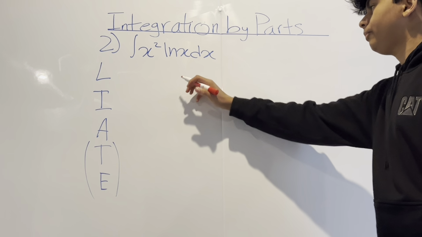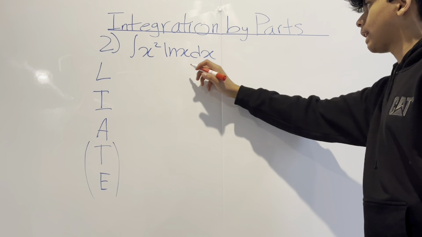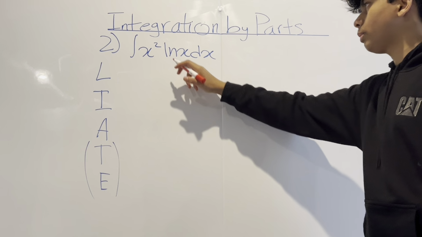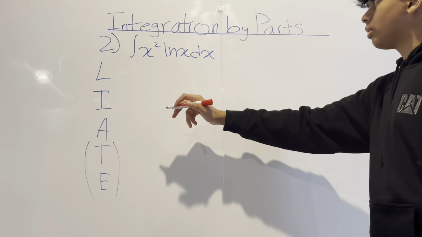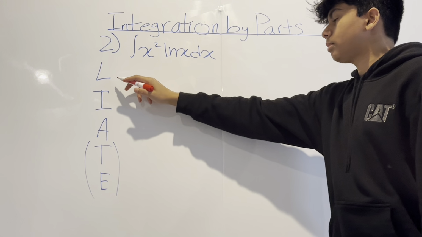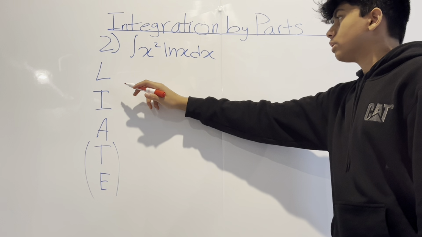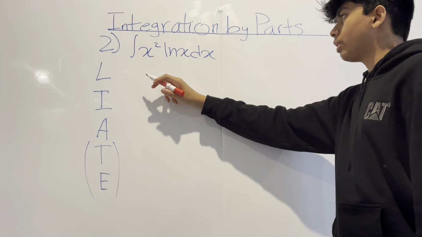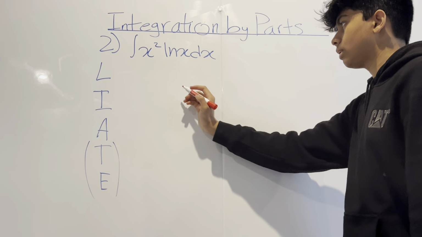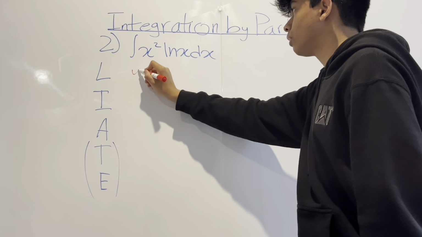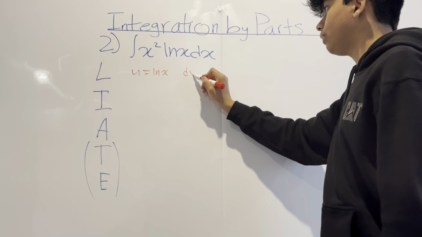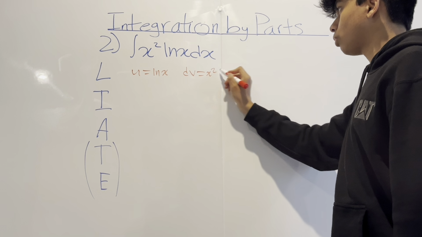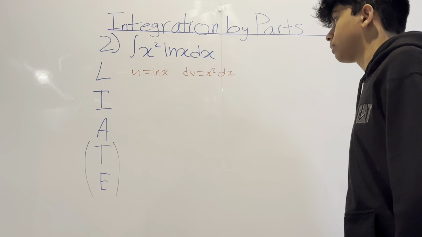Question 2, we have the integral of x squared ln x dx. Here we have an algebraic function and a logarithm function. We see that logarithm is on the top, which is first, right? So we're going to take ln x to be our u. Whatever comes first is going to be our u. So u equals ln x, and we're going to set our dv equal to x squared dx.